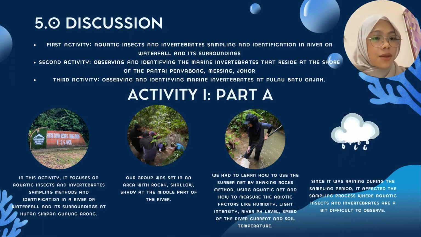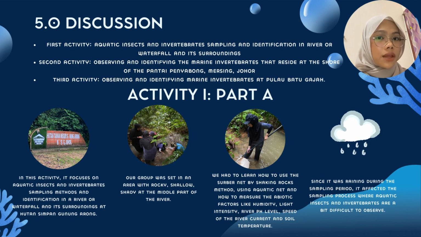5.0 Discussion. There are 3 activities that we have done. The first activity is aquatic insect and invertebrate sampling and identification in river or waterfall and its surrounding. The second activity is observing and identifying the marine invertebrates that reside at the shore of the Pantai Penyambung, Mersing, Johor. And the last activity is observing and identifying marine invertebrates at Anak Kacang Island.